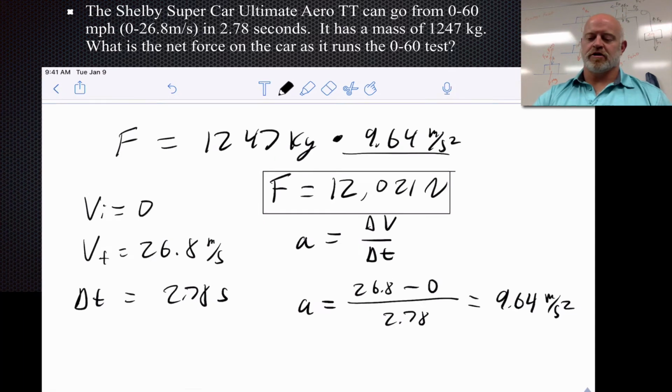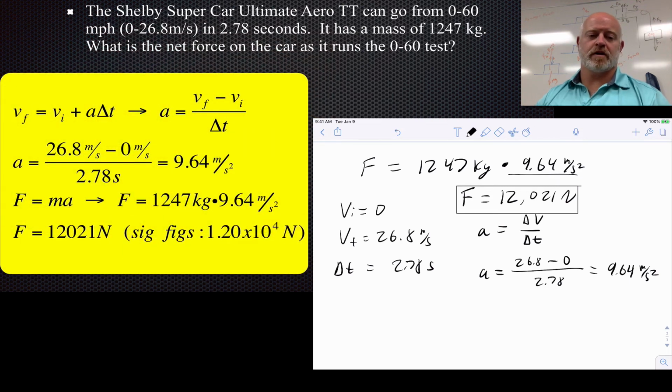Okay, let's take a look on the screen and see if we did it right. Same idea, we found our acceleration, 9.64, took it times the mass, and we got this. Because we were only given 3 significant figures, I did rewrite it in scientific notation.